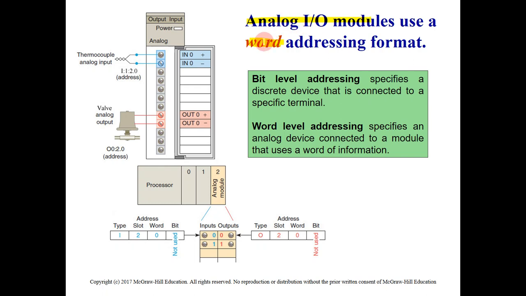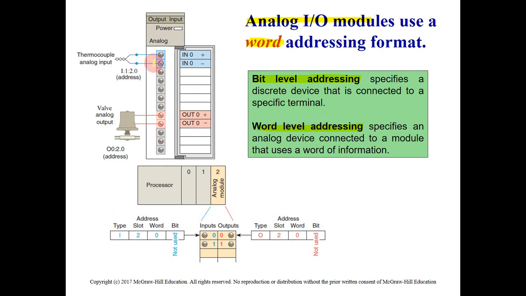So in this case, one bit is not enough to represent the data of the input. So we are going to use the word here. The word consists of multiple bits, not only one bit level. This is the main difference between bit level addressing and word level addressing. So this is the definition for bit level addressing and word level addressing.